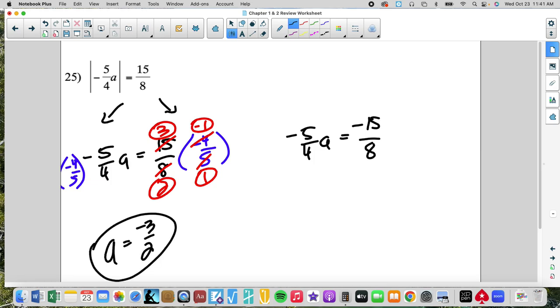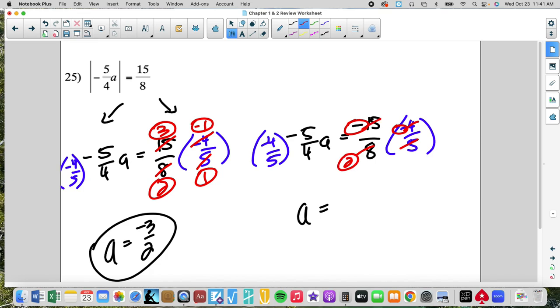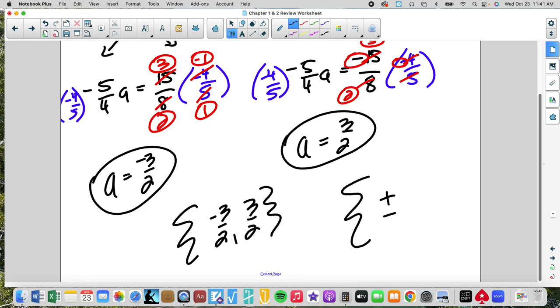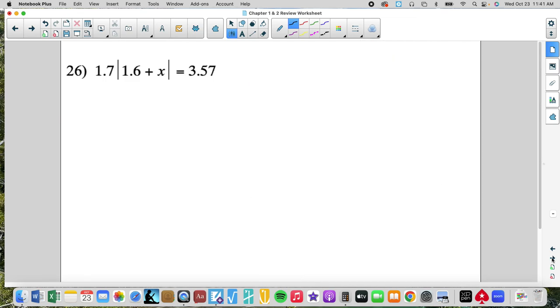That's one answer. We're going to multiply by the reciprocal, which is negative 4/5. We get A equals, negative and a negative are going to cancel. 4 and 8 is 2. 5 and 15 is 3. And we get positive 3/2. So my answer is negative 3/2, comma 3/2. Or you could have written plus minus 3/2, the way high school students would write it.